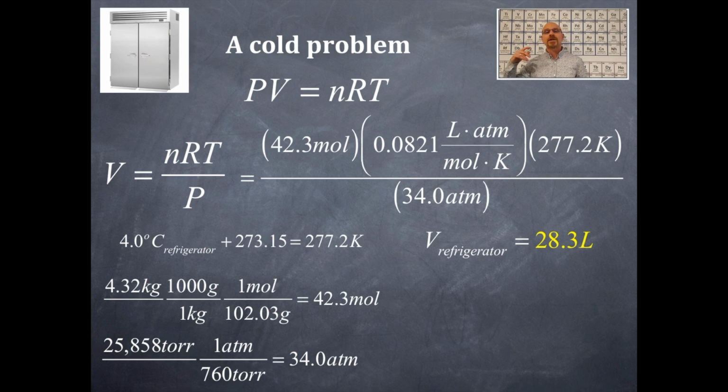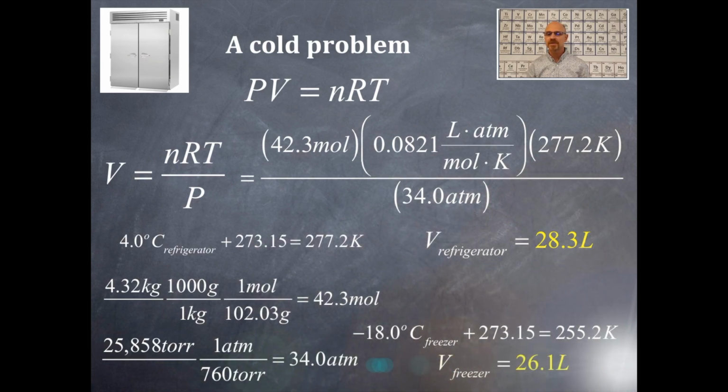Now I'm going to do a very similar thing, except I'm going to use the freezer as an example. My temperature conversion is for the negative 18 degrees Celsius. That converts to 255.2 Kelvin. I'm going to substitute that 255.2 Kelvin instead of the 277.2. The amount of moles of refrigerant is still the same, the gas constant is still the same, and the pressure is still the same. I'm going to get a volume for the freezer, and that volume is 26.1 liters.